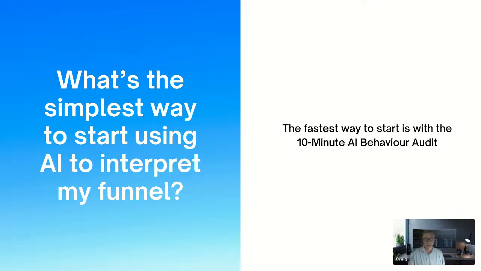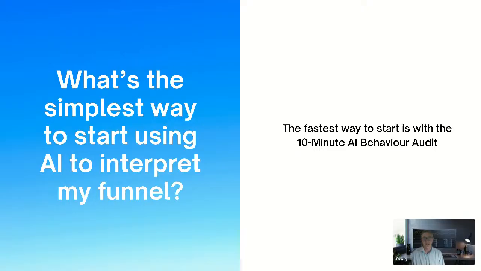The second question is, what's the simplest way to start using AI to interpret my funnel? And that's just start simple with a 10-minute AI behavior audit. All you have to do is look at your data, your screenshots, your data from your last 7 to 14 days: emails, page visits, pricing views, proposal opens, anything you already have. Paste it into AI and use this prompt. Analyze this behavior, identify hesitation points, friction points, and readiness signals. What are the 3 top insights and what should I do next? Then AI will analyze the patterns for you. AI, remember, is great with pattern recognition.